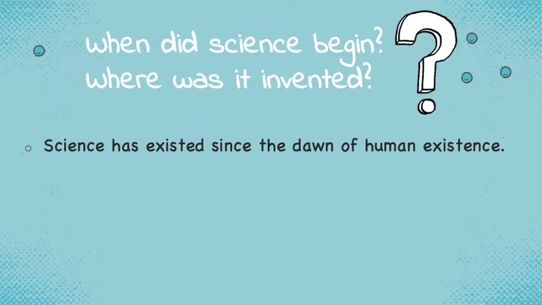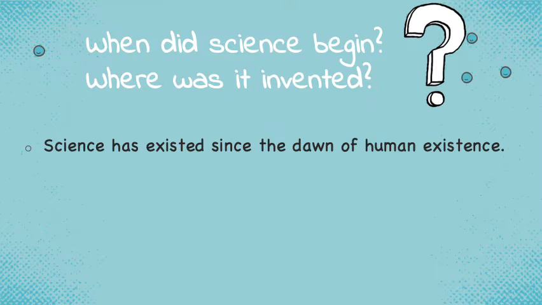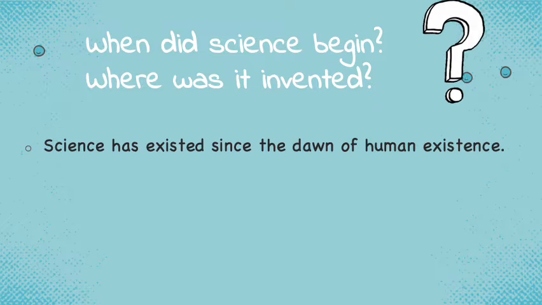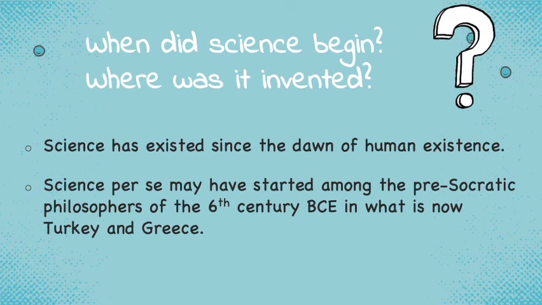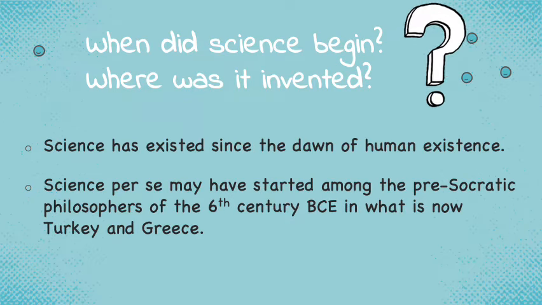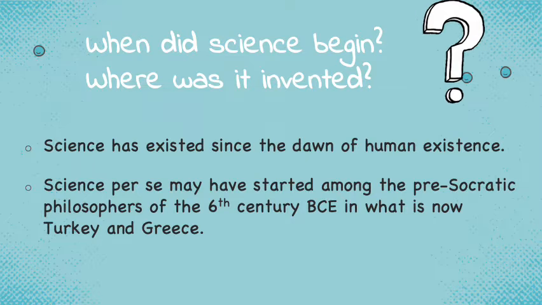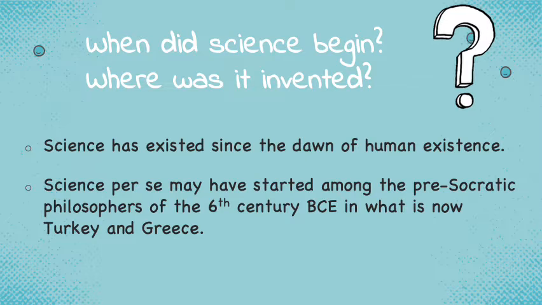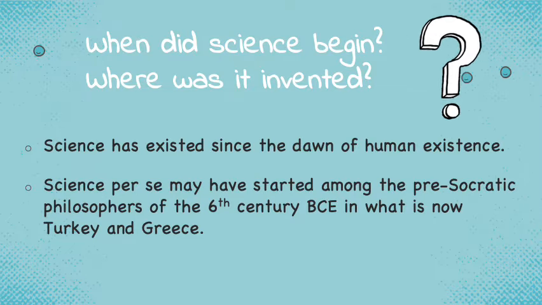All people have studied the natural world, but most ancient people studied it for practical purposes. However, as we will learn later in this course, it does not seem to have been until the 6th century before the Common Era that the pre-Socratic philosophers who lived in what is now Turkey and Greece began seeking to understand nature as an end in itself.